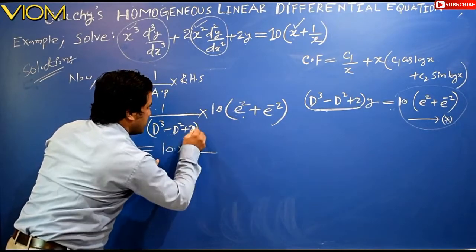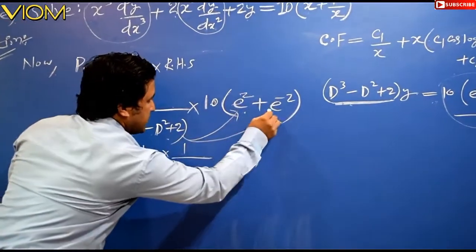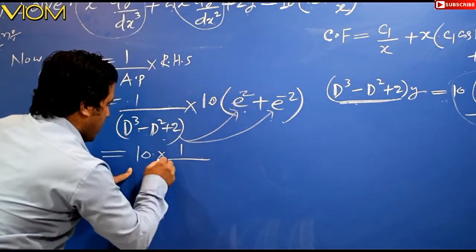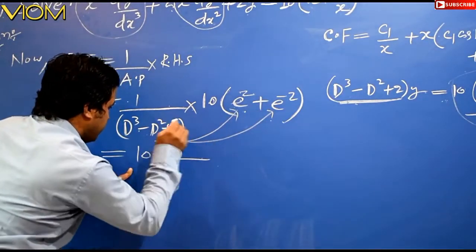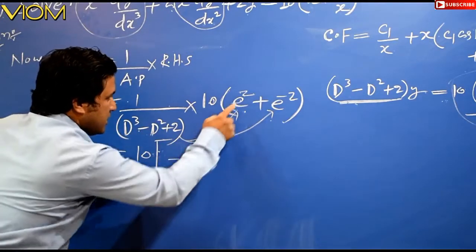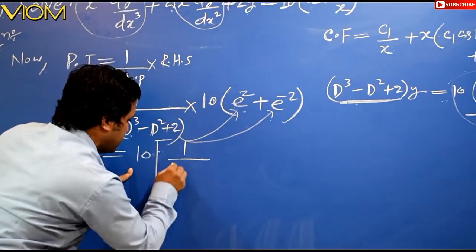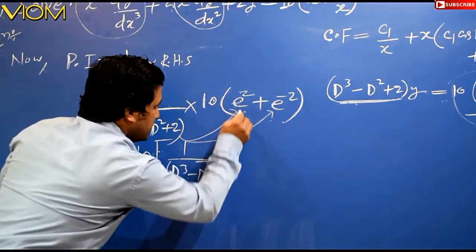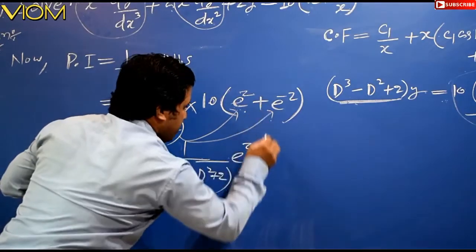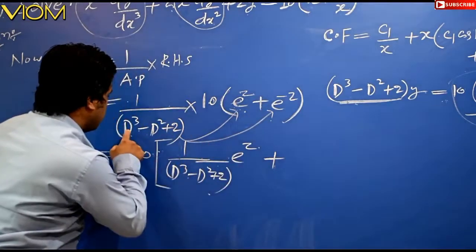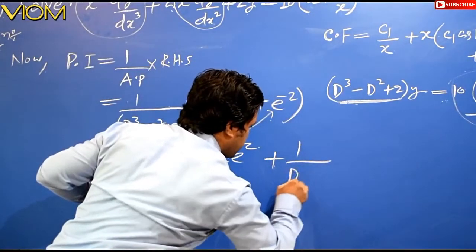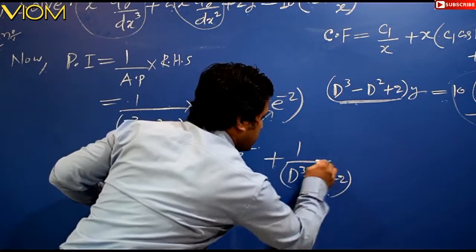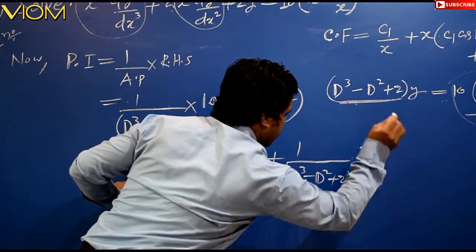We can distribute this one, this to this. This is the distributive law. We distribute the quantity in both terms. I can write again 10 in braces: 1 divided by d cube minus d square plus 2 acting on e raised power of z, plus 1 divided by d cube minus d square plus 2 acting on e raised power of minus z.